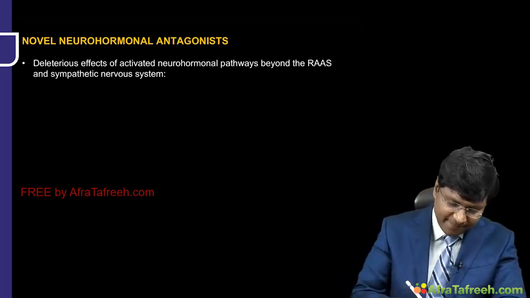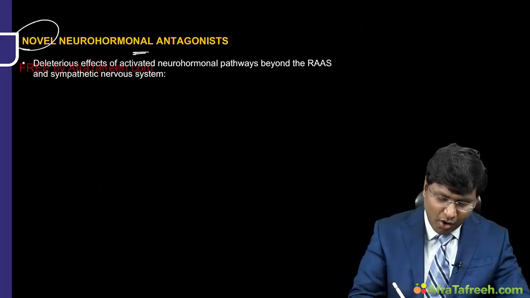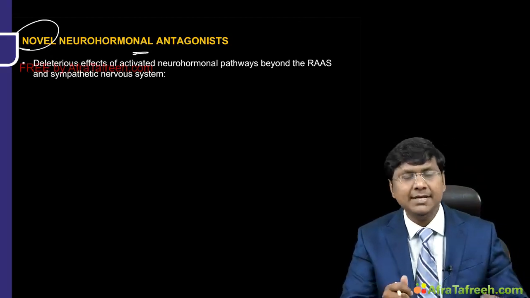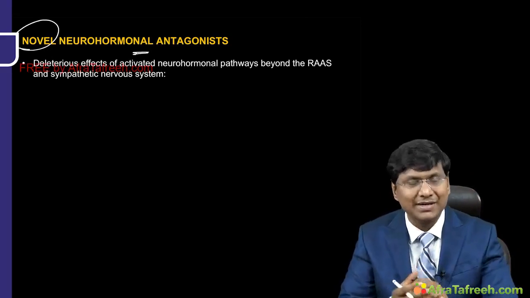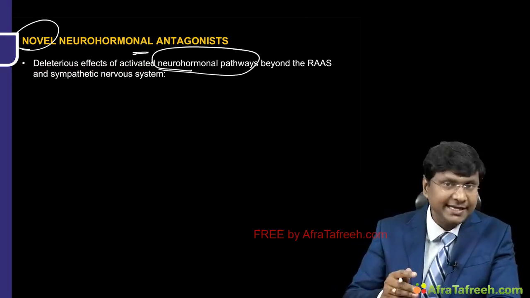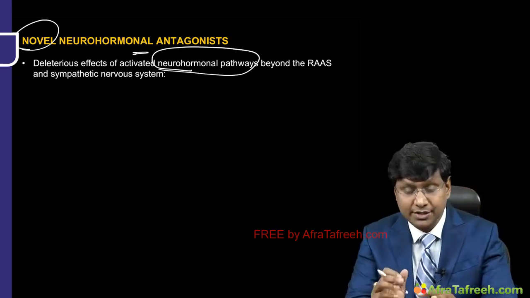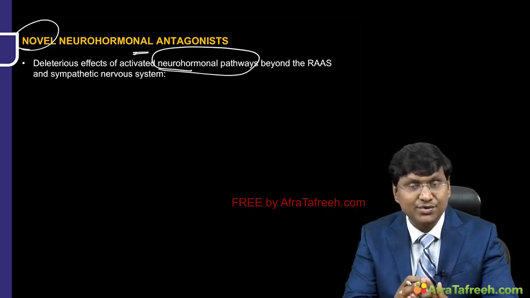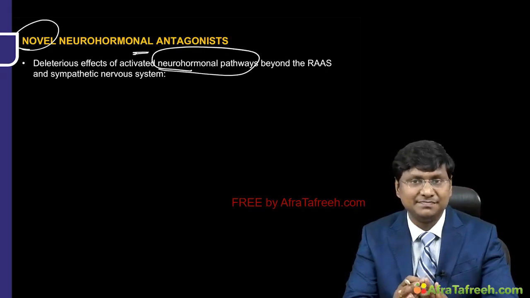Now we have a few more novel neurohormonal antagonists. They are the new ones. Now what are these new ones? I'll tell you. Basically, what we were trying to neutralize with the previous drugs we discussed was the RAS and the sympathetic system.